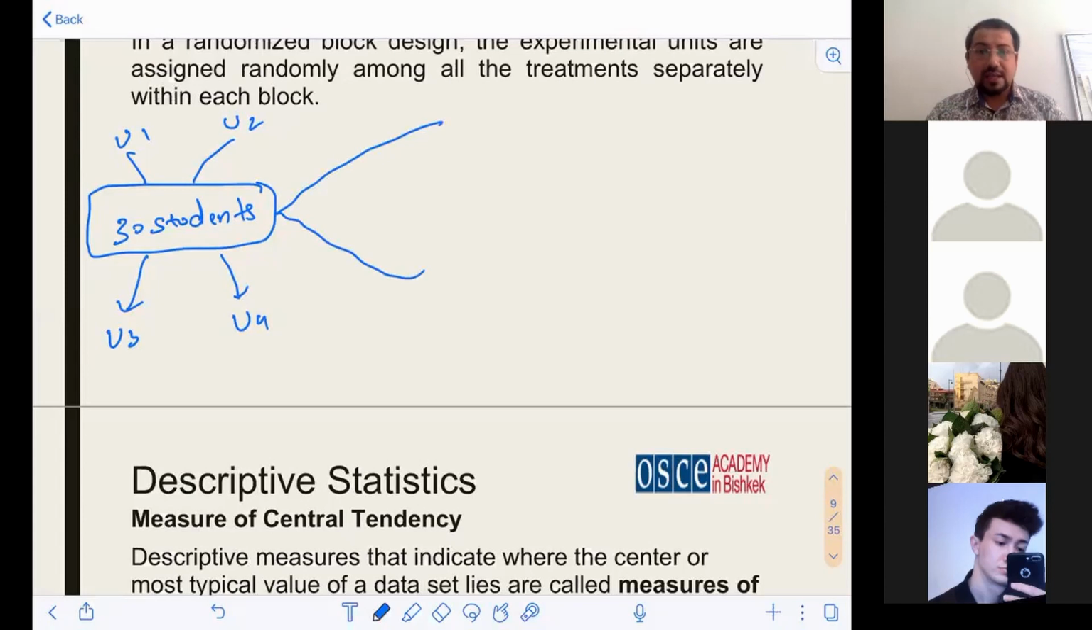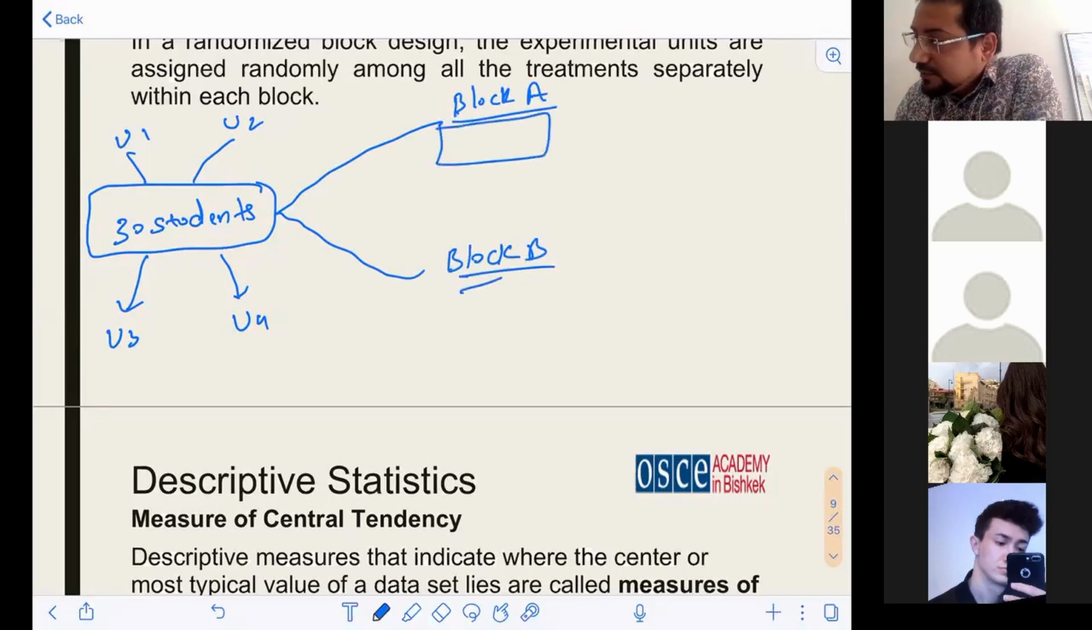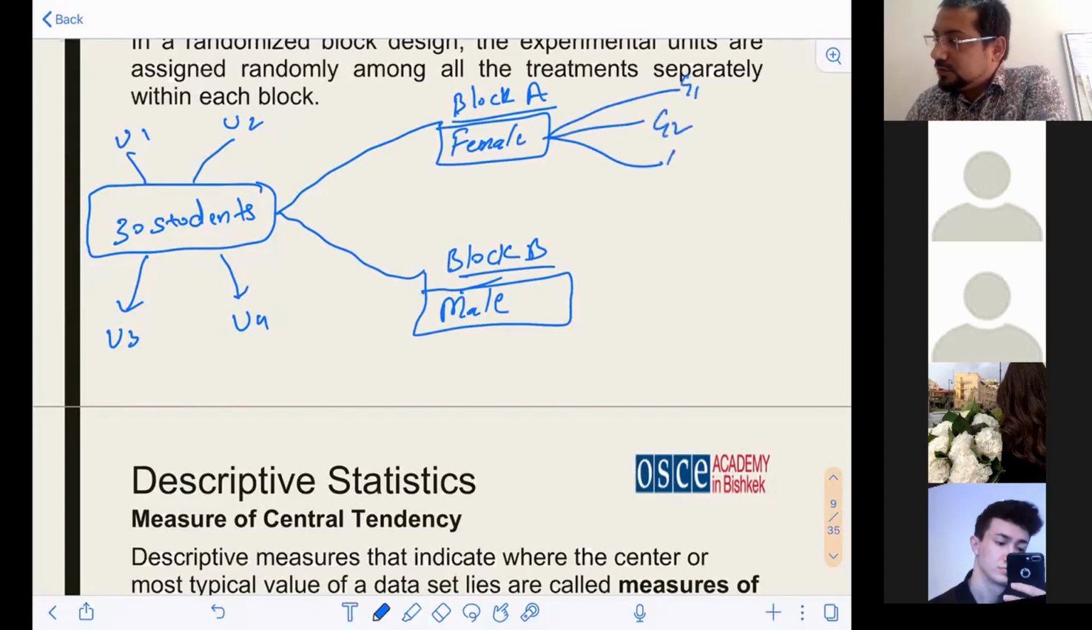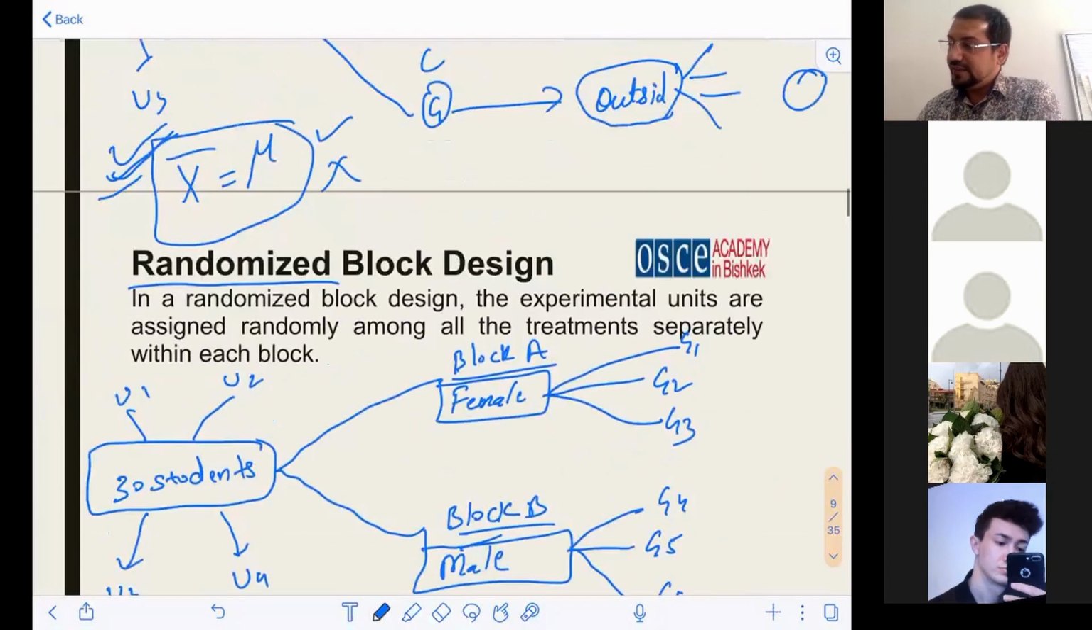You're going to create block A and block B. In block A we are going to write female, and in block B we are going to create male. And again the same thing: group 1, group 2, group 3, and here group 4, group 5, group 6. So now we have reached the same thing, right?